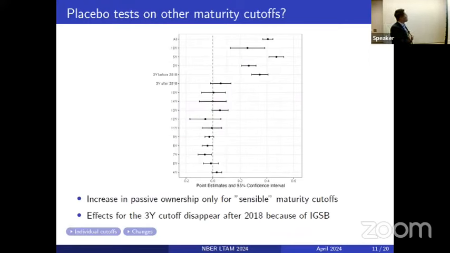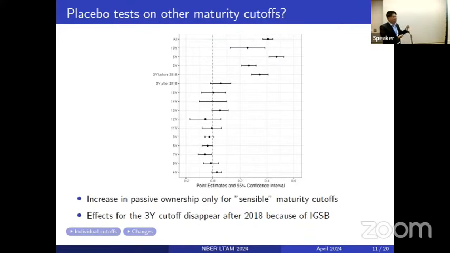The last thing we do with the ownership is that we run a placebo test over other maturity cutoffs, because we want to make sure that the increase of passive fund ownership is unique to our chosen maturity cutoff. So here we test the regression coefficient for all cutoffs from 15 years all the way to 4 years, and we find that all coefficient estimates are insignificant.